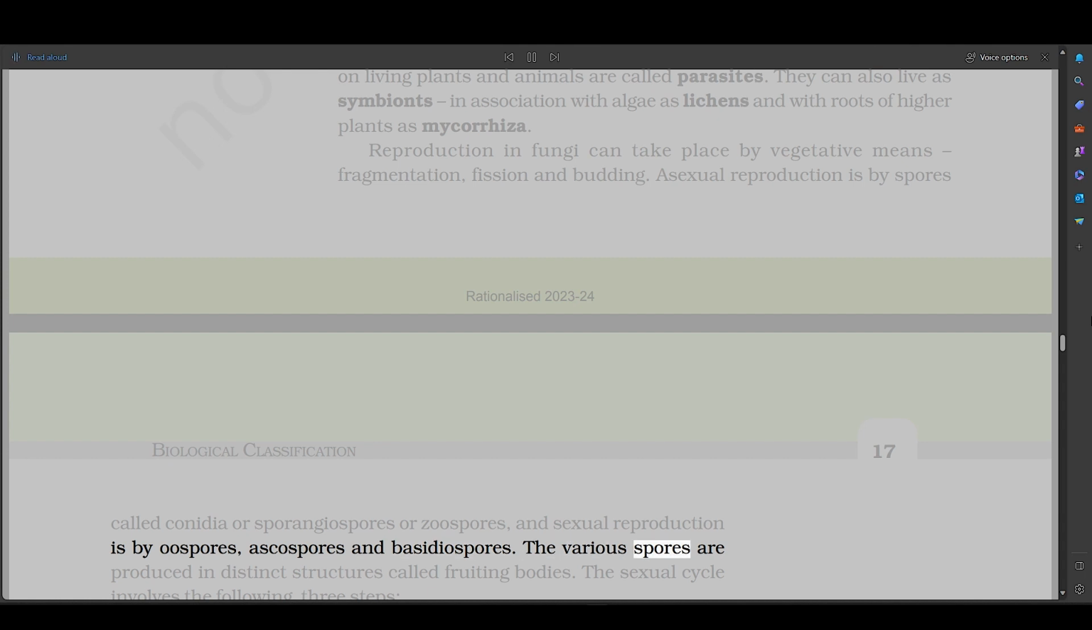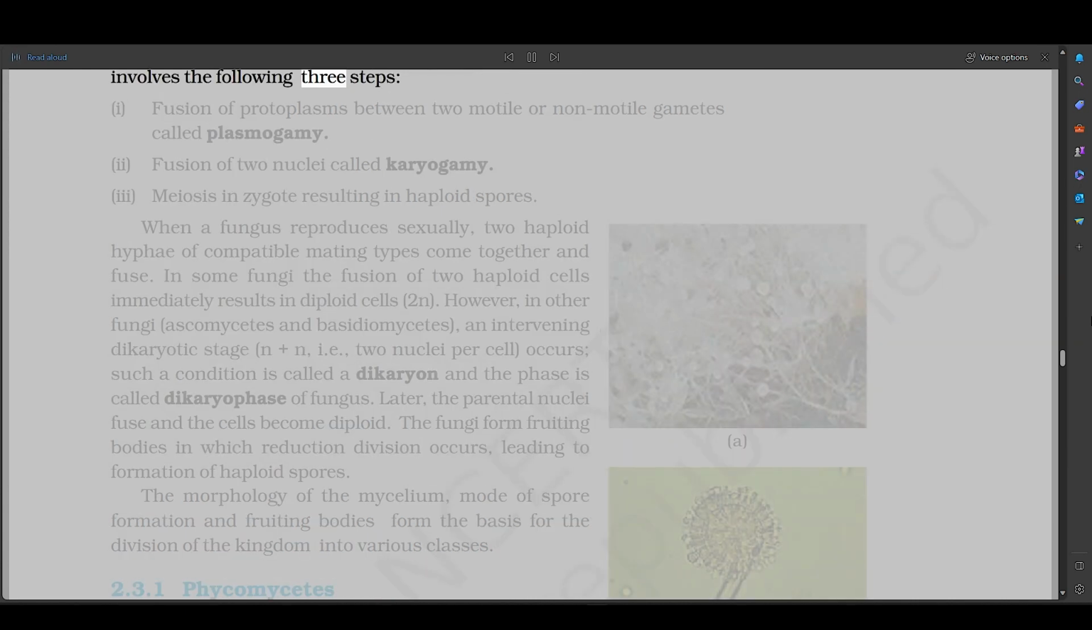The various spores are produced in distinct structures called fruiting bodies. The sexual cycle involves the following three steps. 1. Fusion of protoplasms between two motile or non-motile gametes, called plasmogamy. 2. Fusion of two nuclei, called karyogamy. 3. Meiosis in zygote resulting in haploid spores.